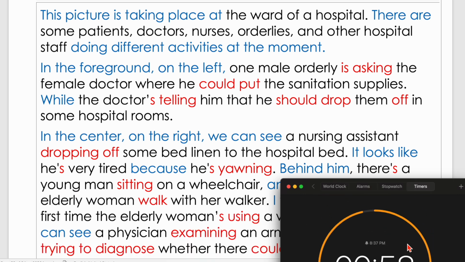This picture is taking place at the ward of a hospital. There are some patients, doctors, nurses, orderlies, and other hospital staff doing different activities at the moment. In the foreground on the left, one male orderly is asking the female doctor where he could put the sanitation supplies, while the doctor is telling him that he should drop them off in some hospital rooms.